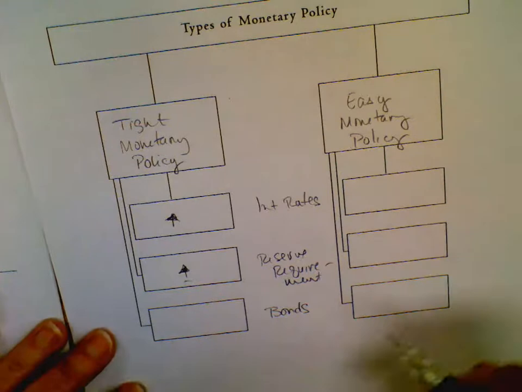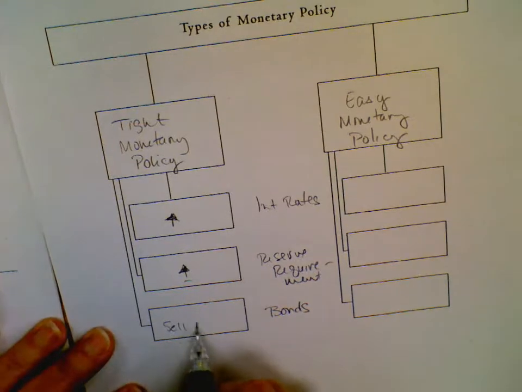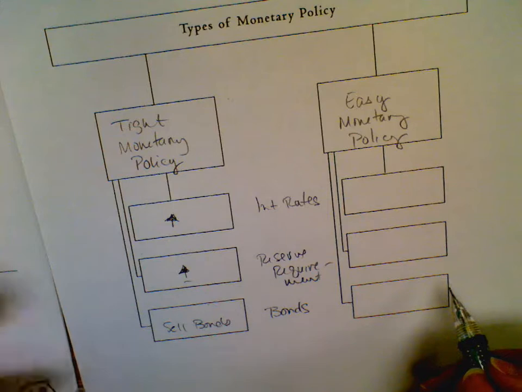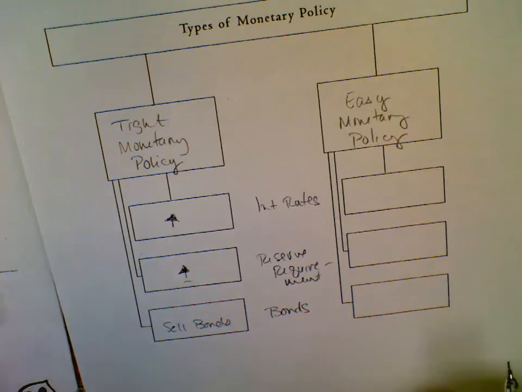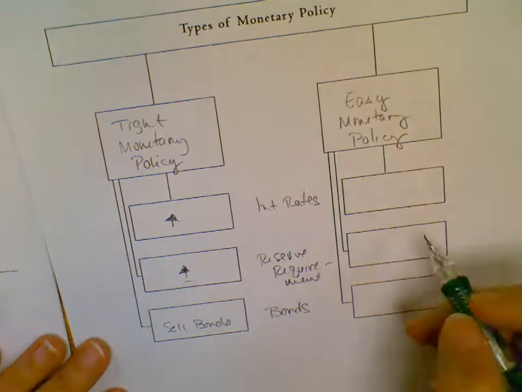And then the final one, bonds, we would sell bonds. Remember, the goal is to get the money out of circulation, so the Fed will get the money, and then the people would have the bonds. So that's one of the things they would do, some sort of campaign to incentivize people to buy some bonds.